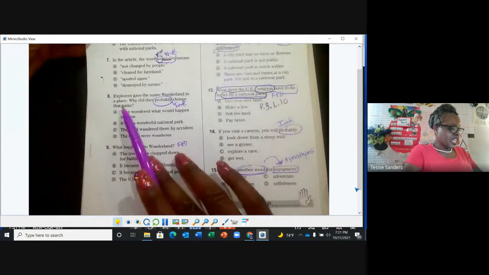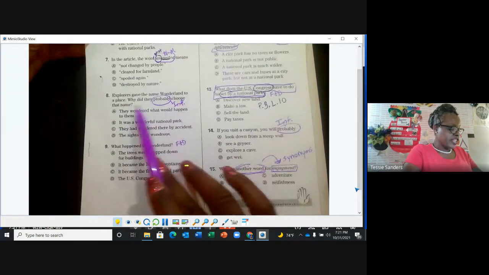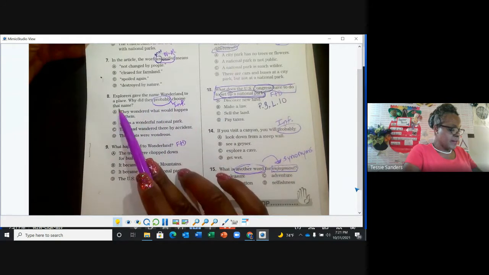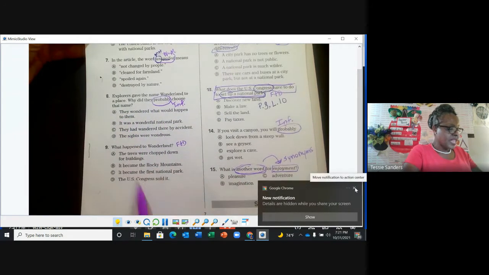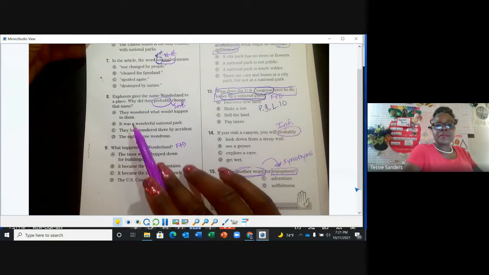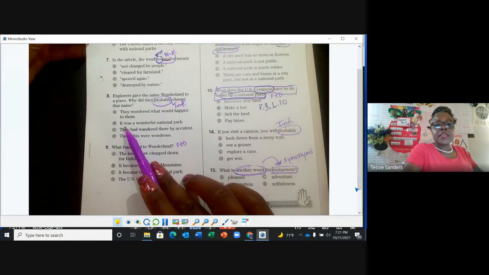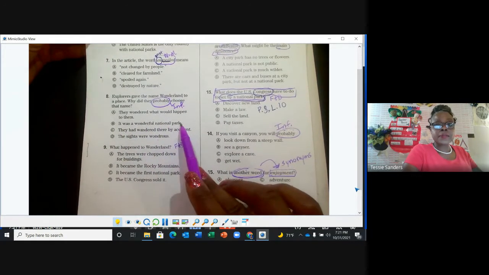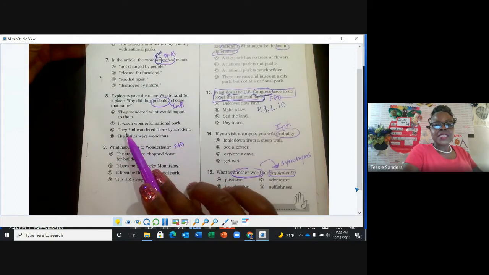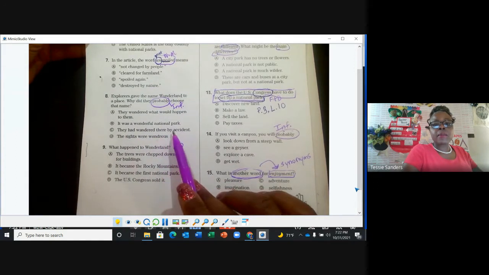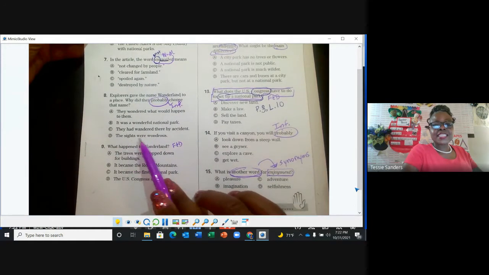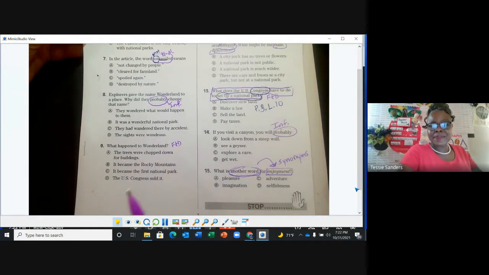8, explorers gave the name Wonderland to a place. Why did they probably choose that name? A, they wondered what would happen. B, it was a wonderful national park. C, they had wandered there by accident. D, the sights were wondrous.